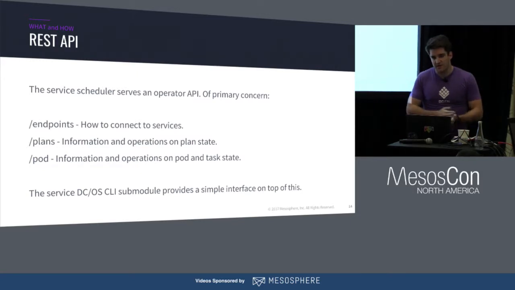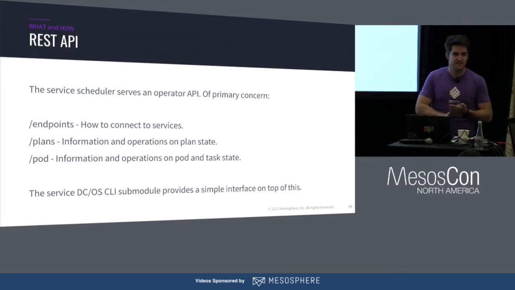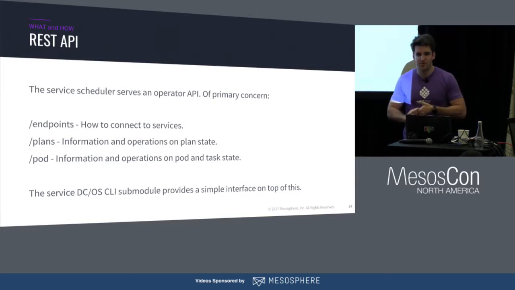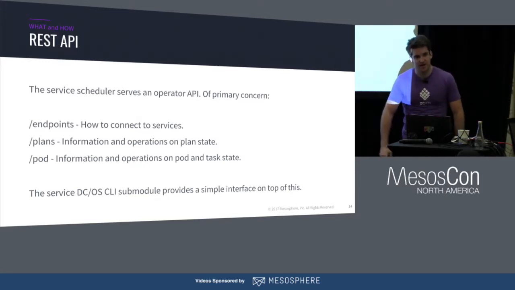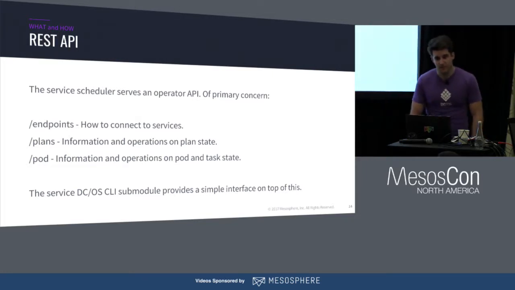Plans, so plans are all about receiving information about the individual plans: deploy, recovery. Deploy and recovery are the two built-ins. Deploy is how it brings stuff up? Recovery is a reactive plan that's basically looking for failed tasks. And then any sidecar plans. You can also perform a number of different operations on any given plan. And pod is just a way to look at pod and task state. You can also perform operations on the pod.